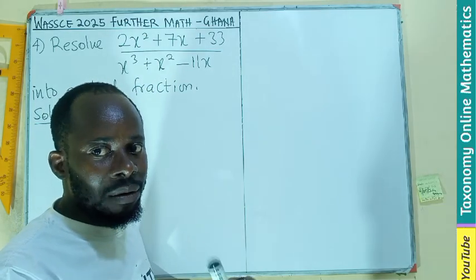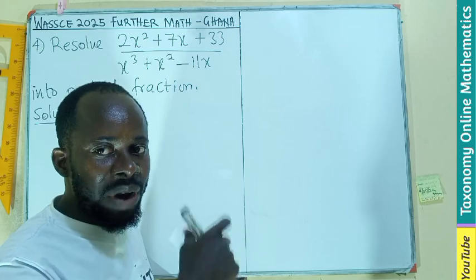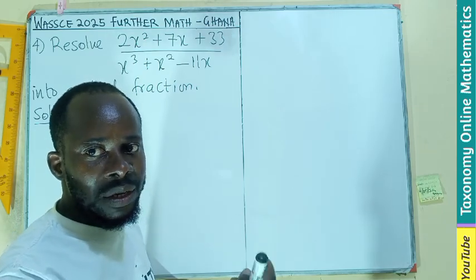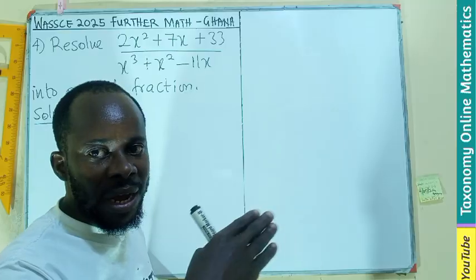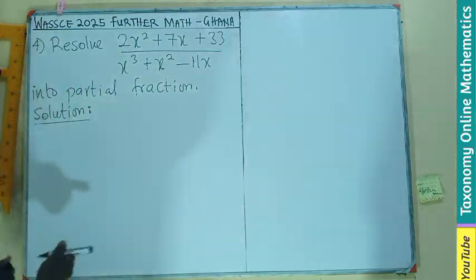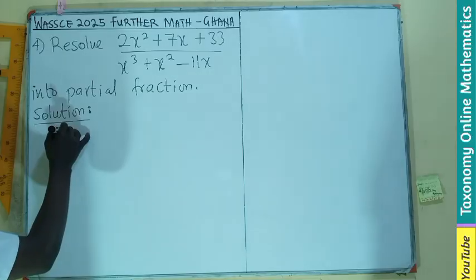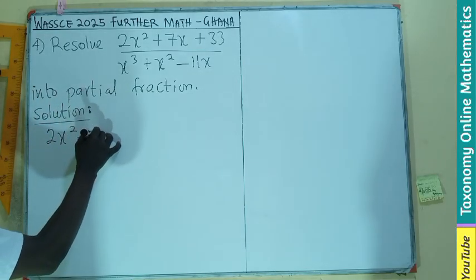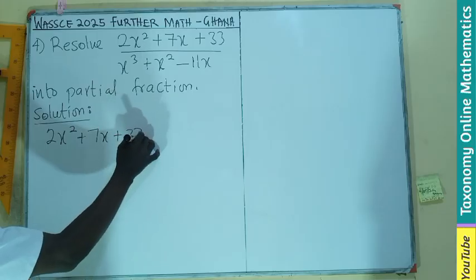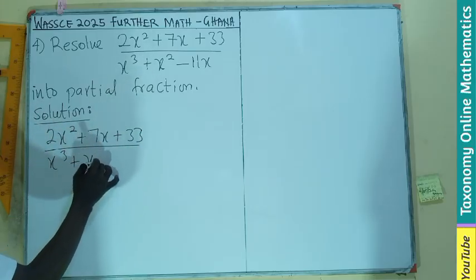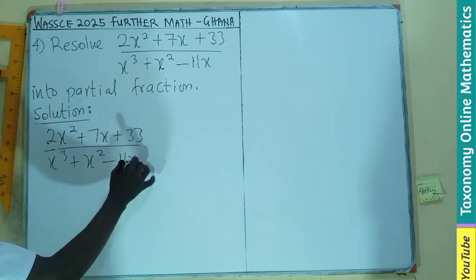If you check the playlist, I have a tutorial on resolving a rational function into partial fractions. All the steps that you need, and the various tricks in each approach, are in there. So here we are only picking the first one, which is (2x² + 7x + 33) divided by (x³ + x² − 11x).